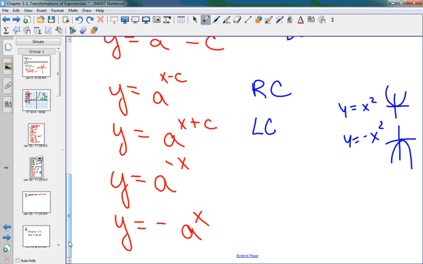It's going to be reflected over what? Over the x. It hasn't changed. It's still going to be reflected over the x-axis. So if this is reflected over the x-axis, what does y to the negative x have to happen to it? It has to reflect over the y-axis.